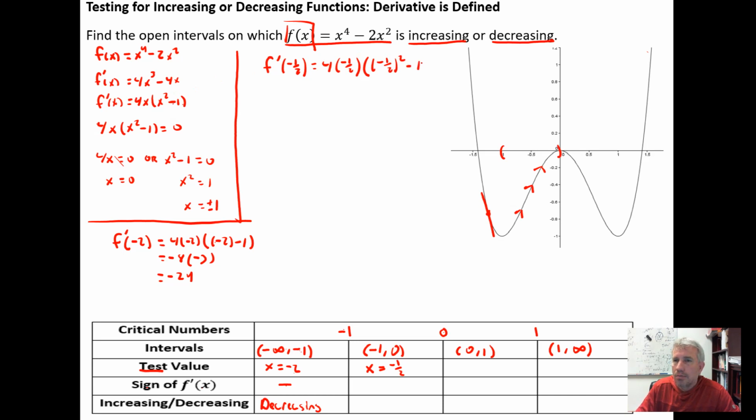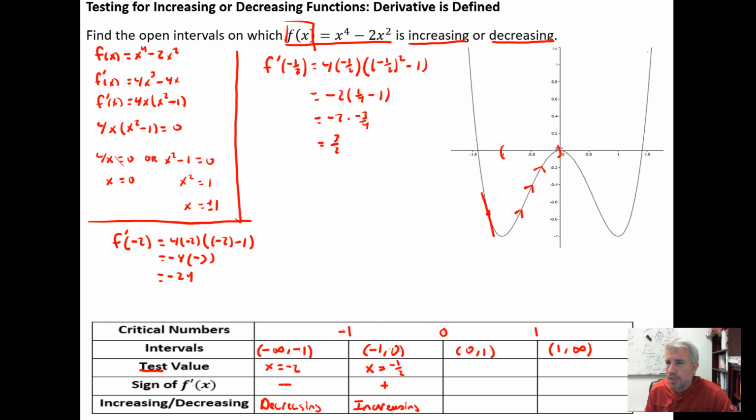minus 1, and do the calculation. We get a negative 2 here. Negative 1/2 squared is a quarter, minus the 1, and 1/4 minus 1 is negative 3/4, which simplifies to positive 3/2. So we see when we plug in the test number that we get a positive value for our derivative. So the sign of the derivative in this interval is going to be positive, which tells us our function is increasing on the interval from negative 1 to 0.